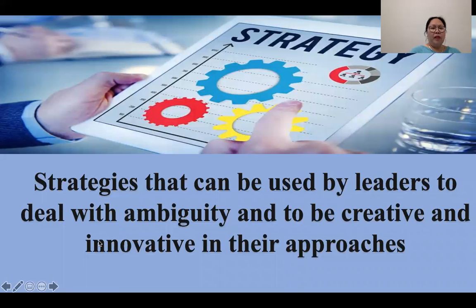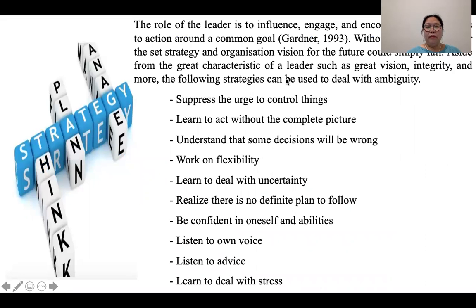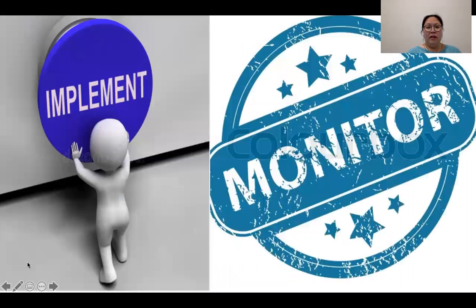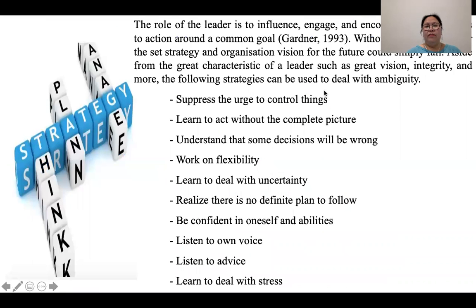The strategies that can be used by leaders to deal with ambiguity and to be creative and innovative in their approaches. This could be to engage and encourage the employees. The role of the leader is to influence, engage, and encourage the employees to action around a common goal. Without an effective leader to set strategy, the organization's vision for the future could simply fail.